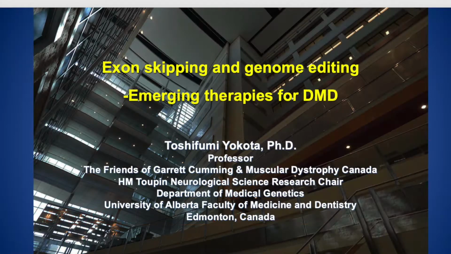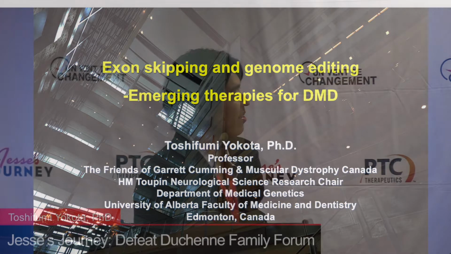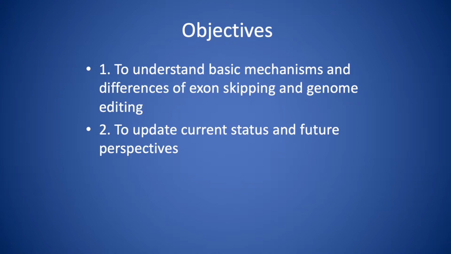So my laboratory is on the 8th floor in the Medical Sciences building in Edmonton, and I'm also a research chair of the Friends of Garrett Cumming and Muscular Dystrophy Canada. Garrett Cumming is a local boy with Duchenne, and his family and supporters raised funding about 10 years ago to start a new research laboratory in Edmonton. Then I was recruited to Edmonton. So we started the muscular dystrophy research laboratory about 8 years ago. Our main research focuses on exon skipping and genome editing therapies.